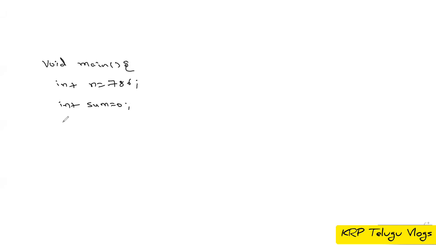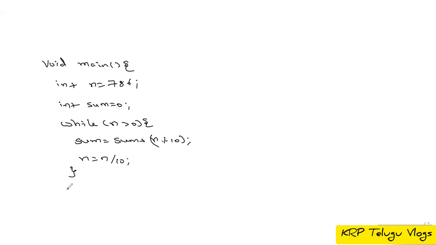While n is greater than 0, sum is equal to sum plus n modulus of n. So n is equal to n divided by n. So printf sum of digits is percentage d comma sum. Note down this.